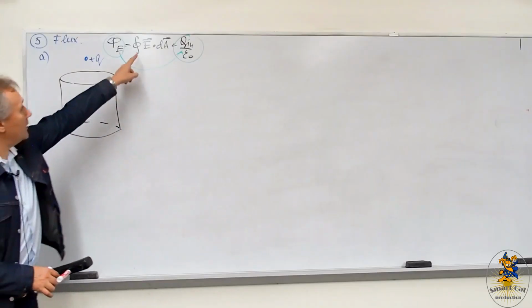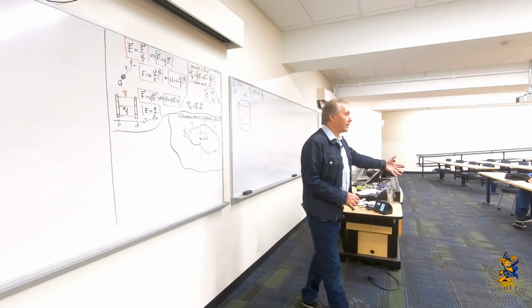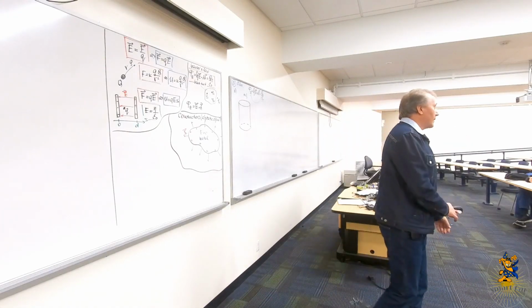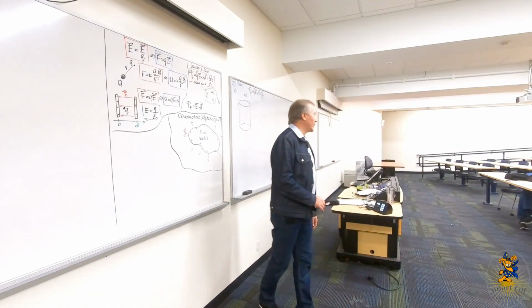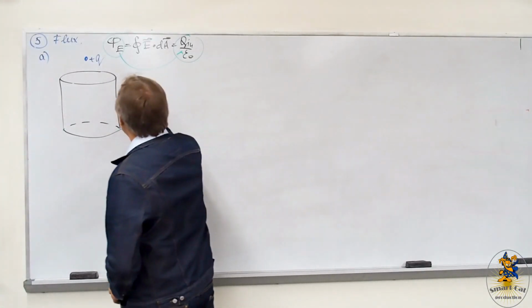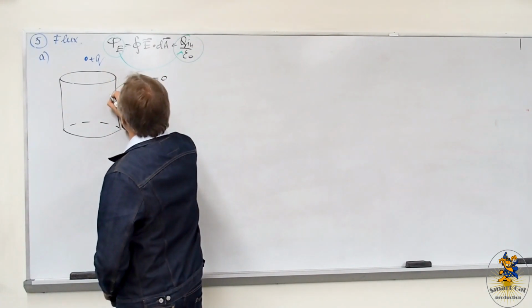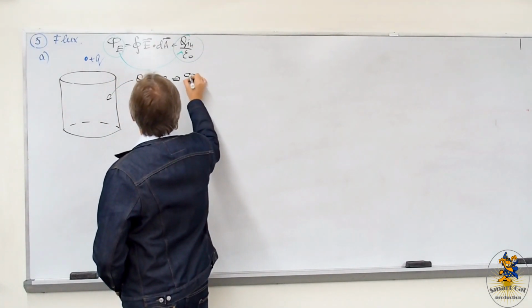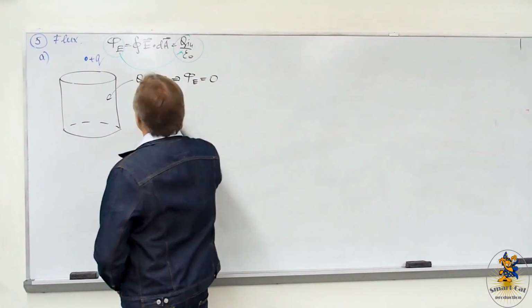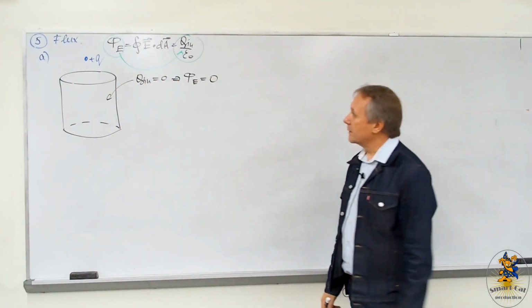Finding electric field, you saw how much time we spent. But finding electric flux is way easier. Okay, so in this case, Q enclosed equals 0. So of course, as a result, electric flux is 0. Very simple.